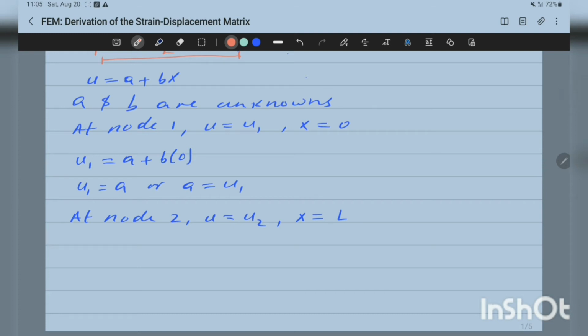So we substitute again in this equation and say u2 is equal to A, which is now u1, plus B times x, where x is L. So if we make B the subject here, B is therefore equal to u2 minus u1 over L.